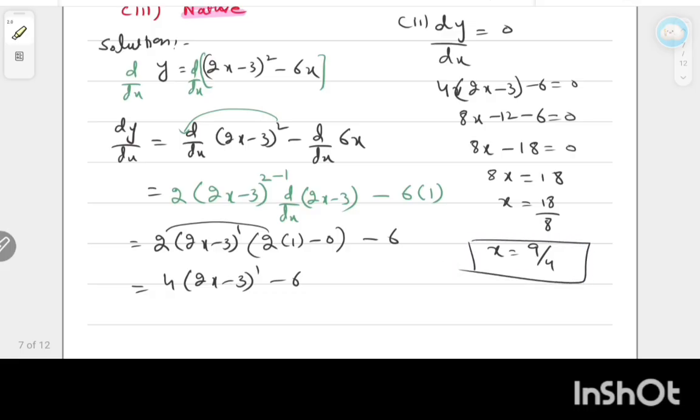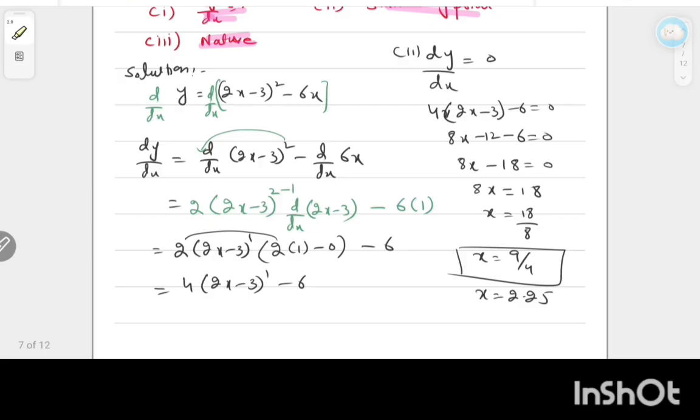Numerically we can also find 9 by 4. What's the answer? Just check the calculator. 9 divided by 4, we get 2.25. Okay, next we have to find the nature.